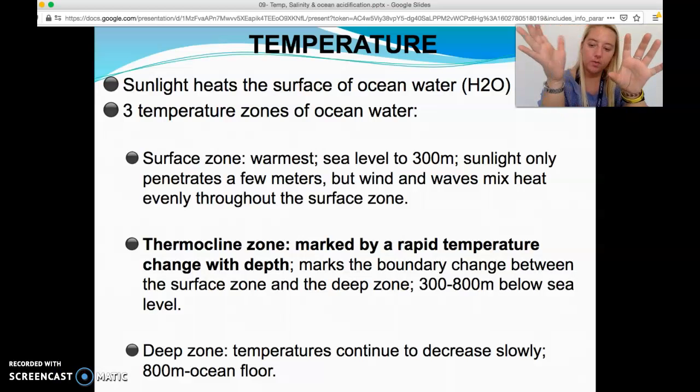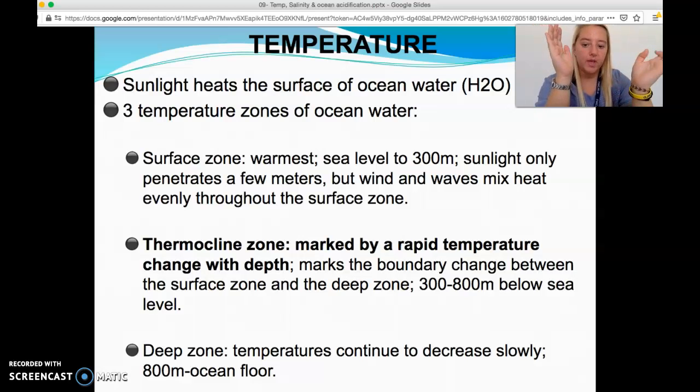So for the most part, in the surface level, we're pretty evenly warm throughout. But the thermocline, you can see that in our graphic, quickly decreases, and we have a very big change as we go deeper down into the ocean. And then, of course, the deep zone, the temperature continues to decrease, but only slowly, and it's 800 meters to wherever the ocean floor is.